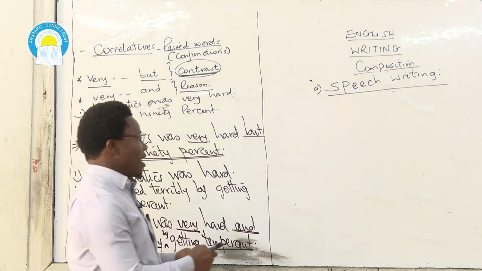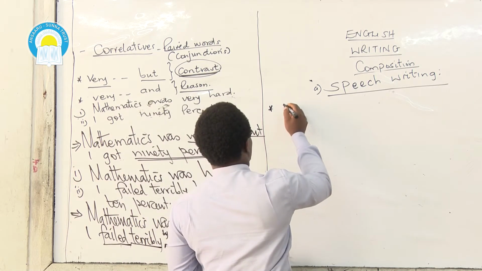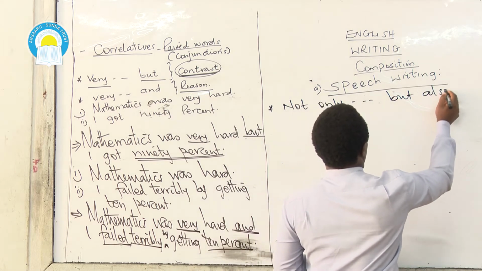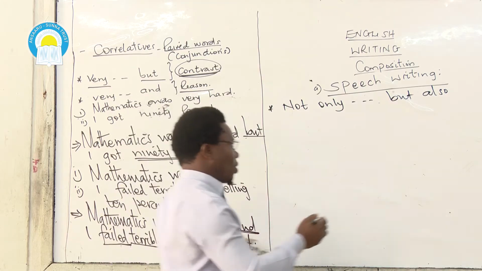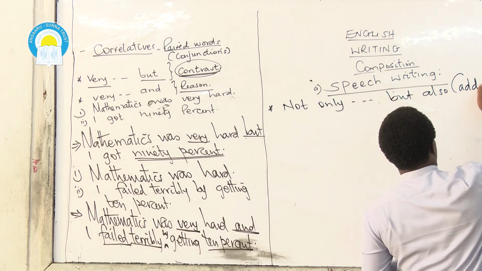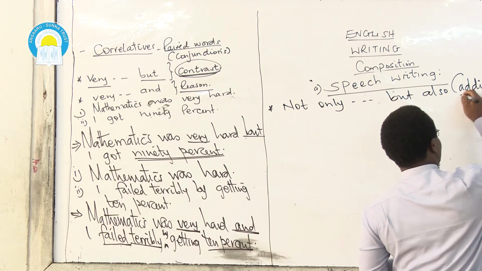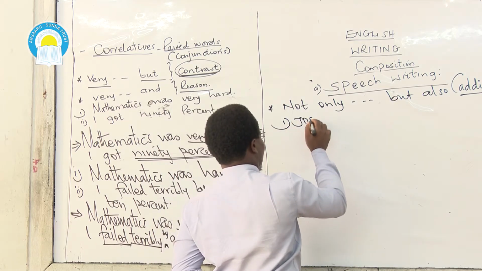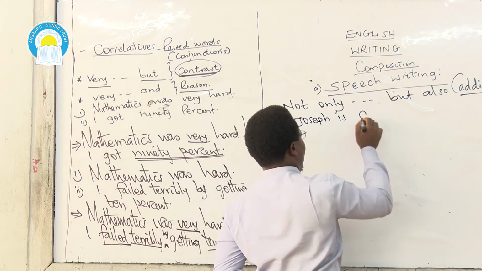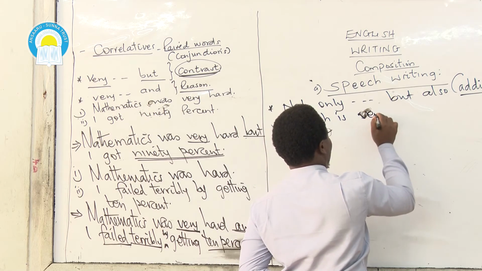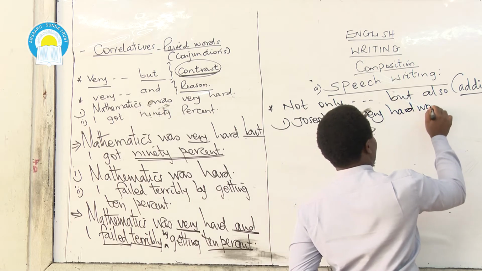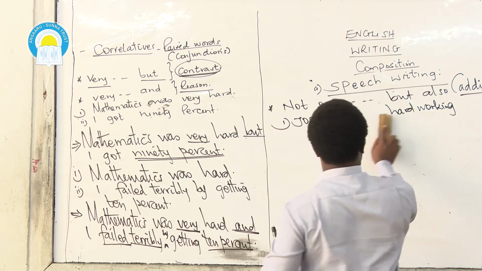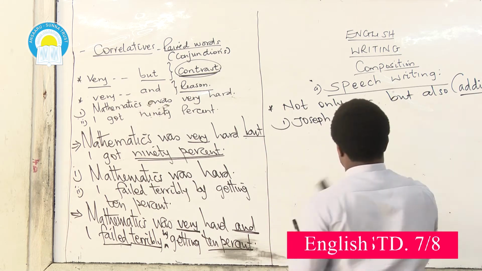Finally, before we look at today's item, is the use of 'not only but also'. Not only but also. This one is treated as a conjunction of addition. Consider the following sentence. Joseph is very hardworking, or just Joseph is hardworking.